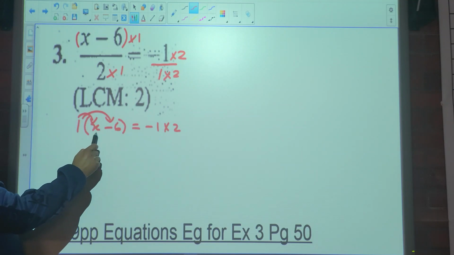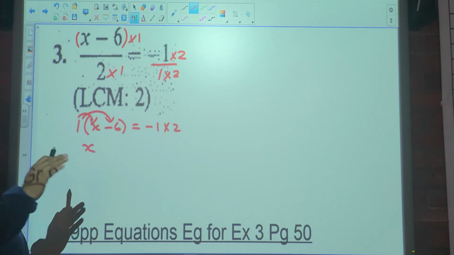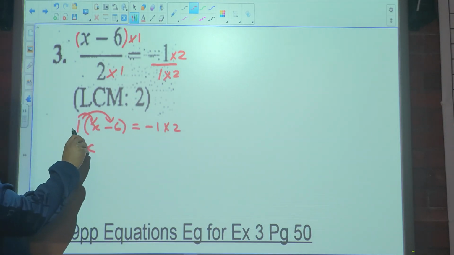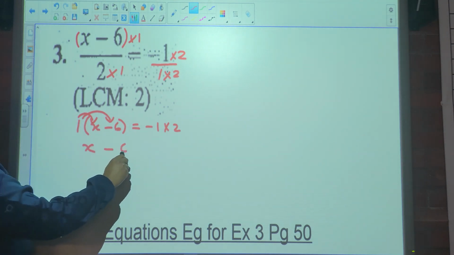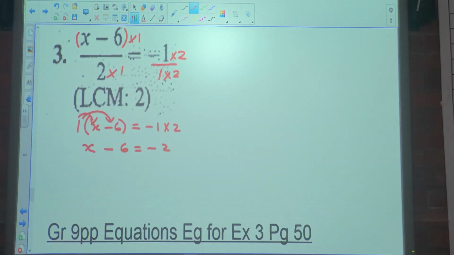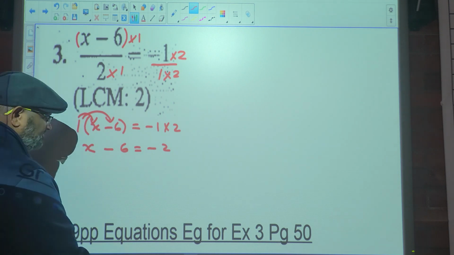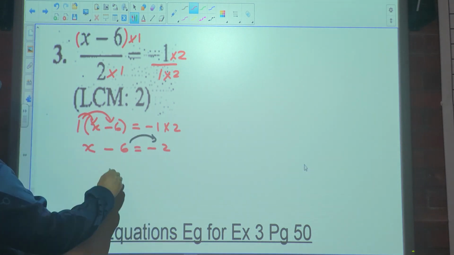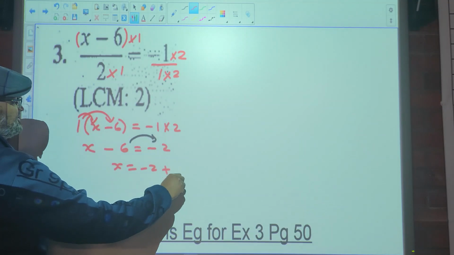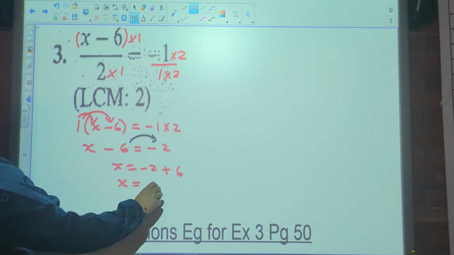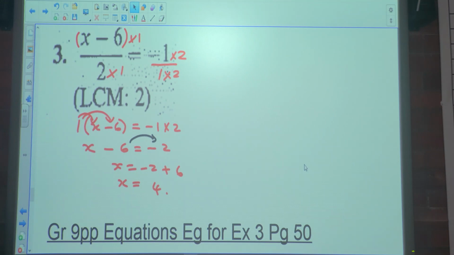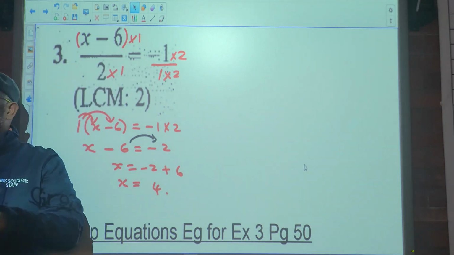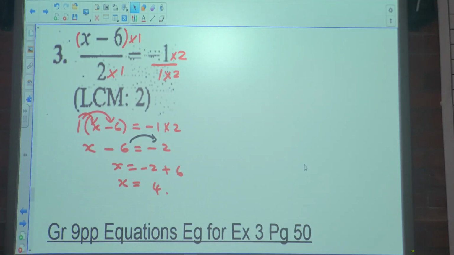Okay. What's 1 times x? X. I don't say you guys are fools. Right, what's 1 times -6? Negative 6. So what do we do now? X is one side, numbers the other side, not so. They get over the equal sign. So x is equal to -2 plus 6. And -2 plus 6 is 4. Minus 6, -2. -2 divided by 2 is -1, which makes it correct.